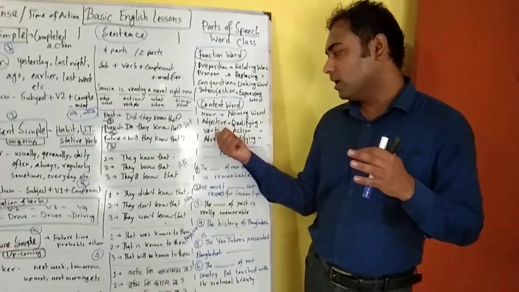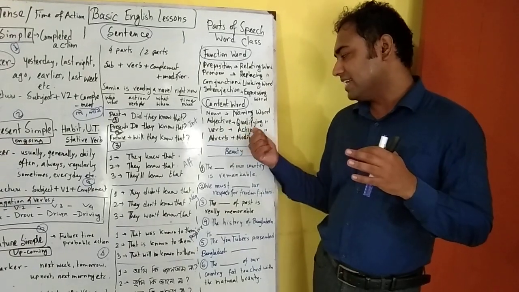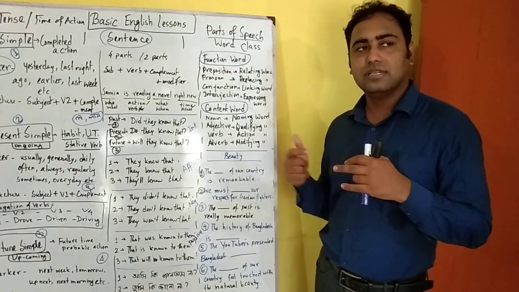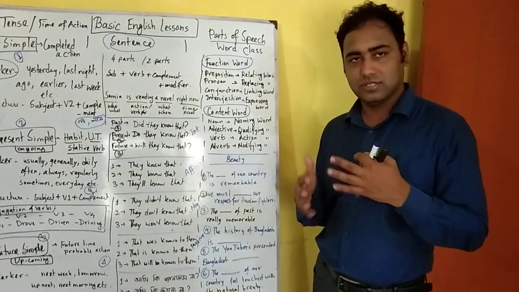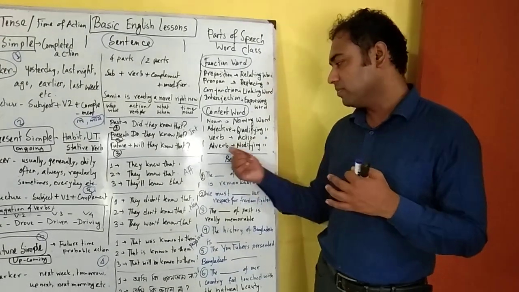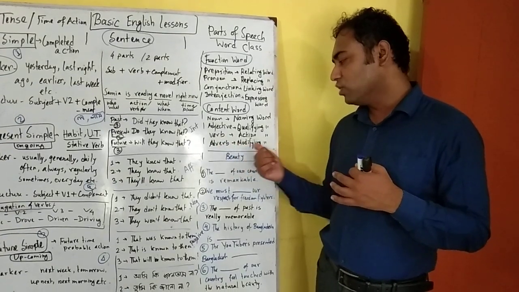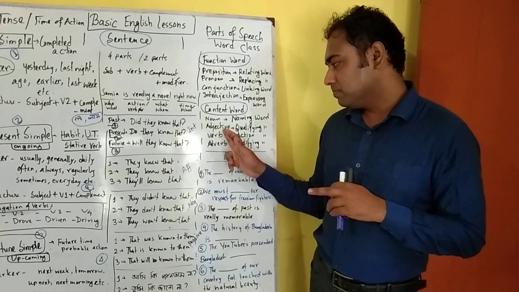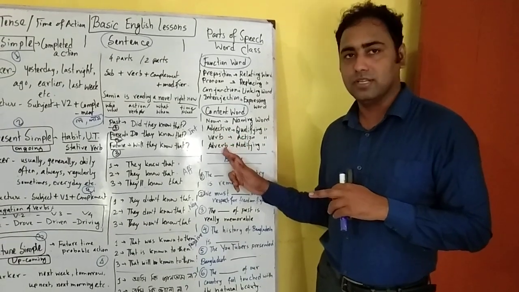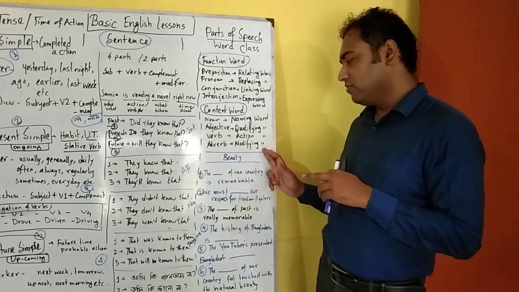And look at this verb. Verb is usually an action word. Suppose he cries, he plays, all the words that are related to action will be verbs. The last one is adverb. Adverb is a modifying word. Adverb usually modifies an adjective, a verb, and an adverb itself. So that's why it is called a modifying word.